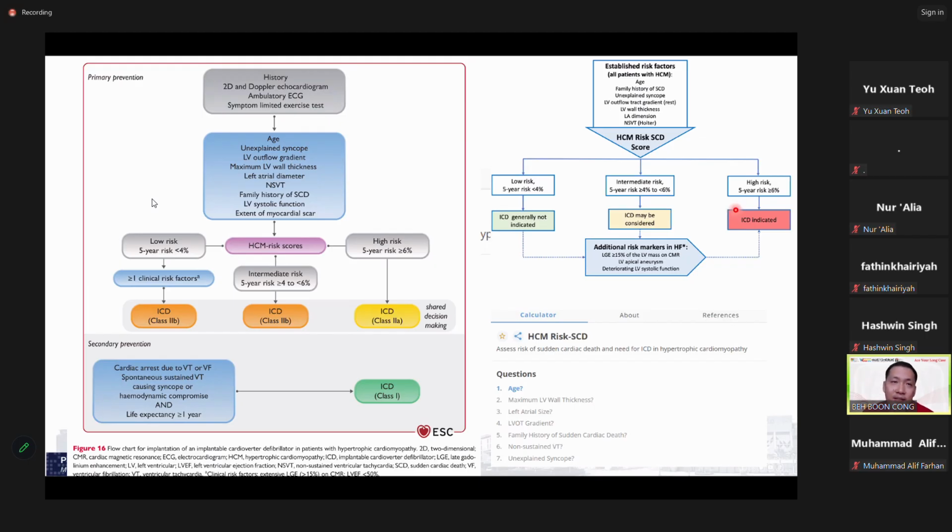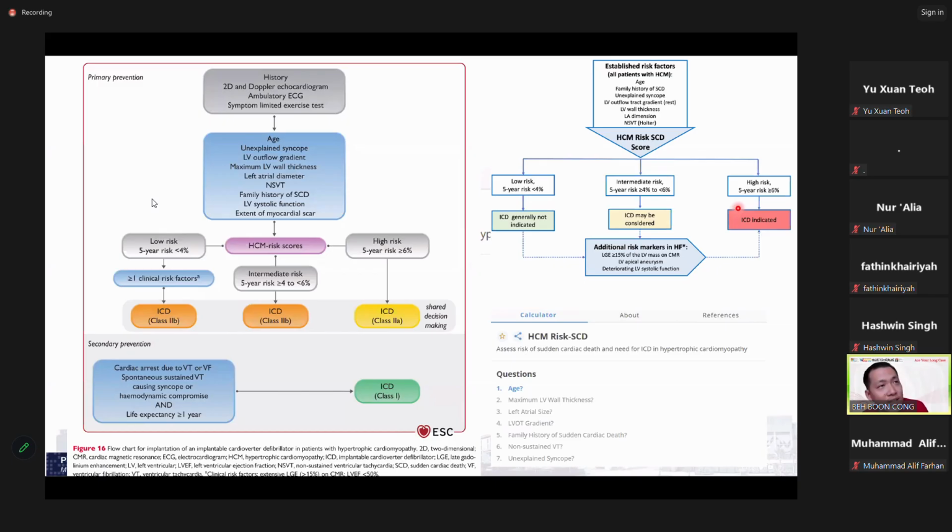Sometimes the hypertrophy is at the apical part of the LV. So if you don't look carefully in your echo, you will miss the apical. The patient may just have sudden cardiac death and pass away like that. So always don't miss it. Always must tally.